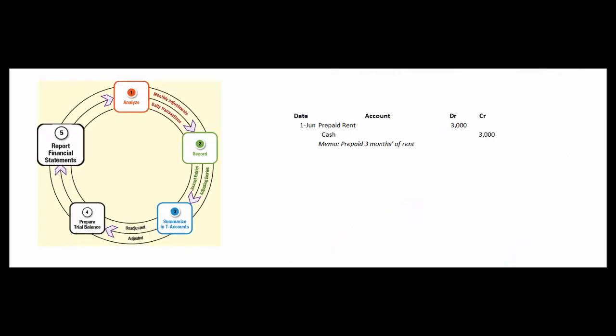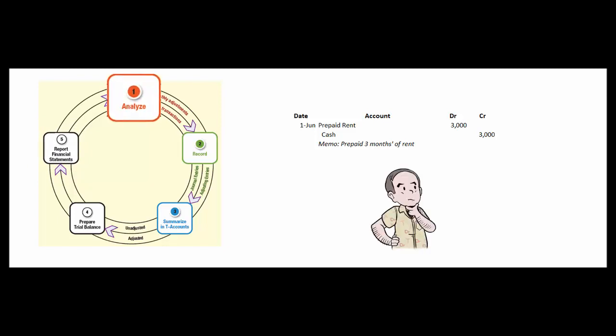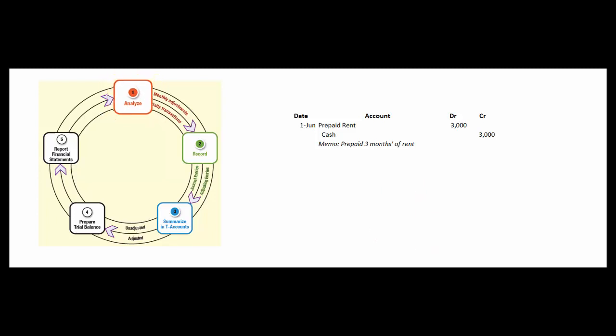We could create financial statements from the unadjusted trial balance, but they wouldn't be very meaningful or accurate. First, we have to make our adjusting journal entries. We have to analyze our transactions and determine which of them require adjustments at the end of the month or at the end of the year, depending on how often we do adjusting journal entries.